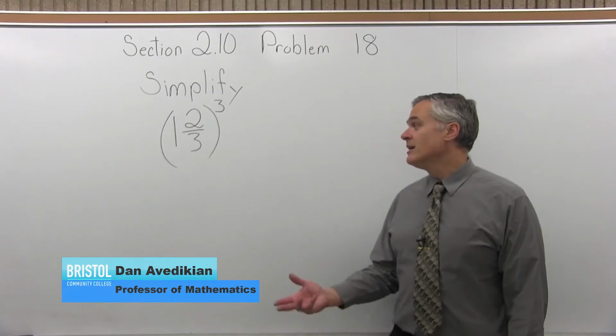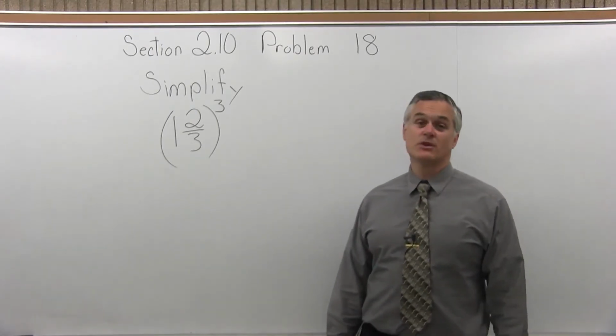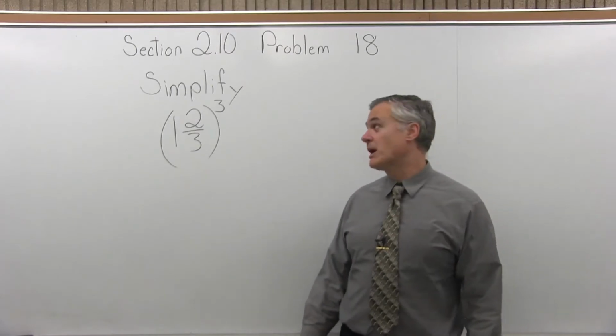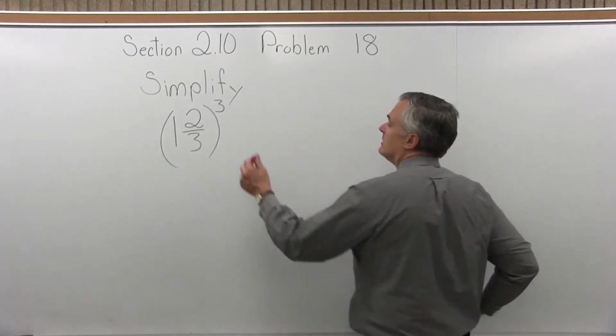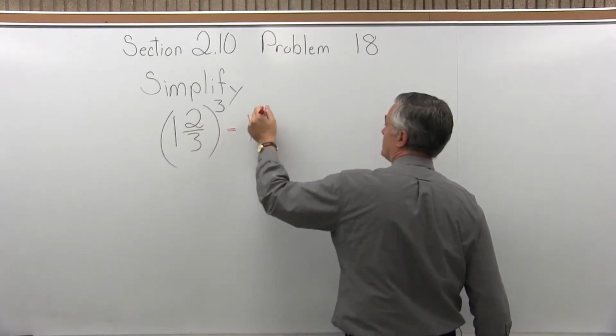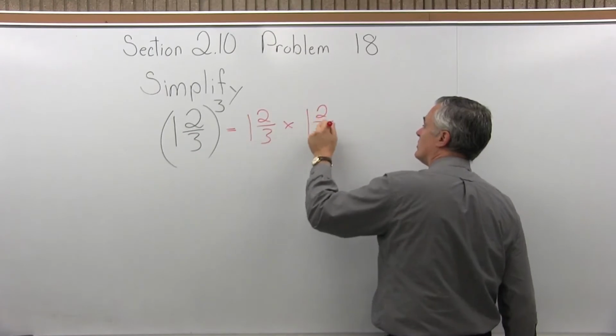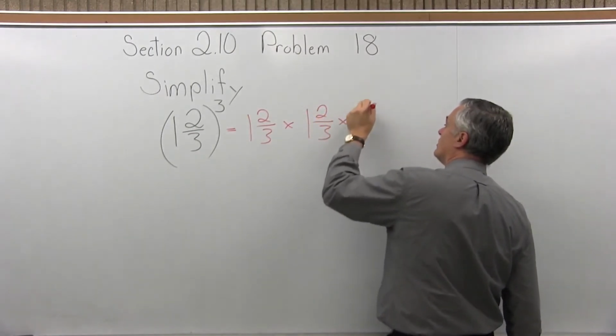It says simplify, and we have 1 2/3 to the third power, or some people would say 1 2/3 cubed. Third power, you can call it cubed, if you like. So it's the value of 1 2/3 times itself 3 times: 1 2/3 times 1 2/3 times one more 1 2/3.